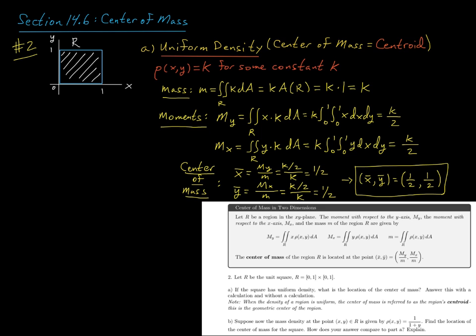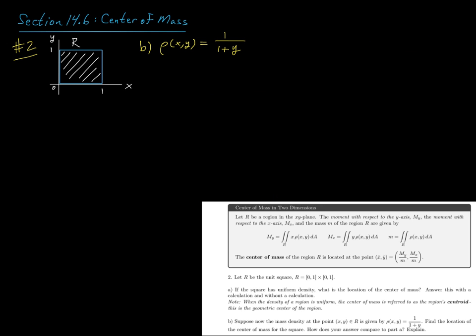So now let's go ahead and check out part B. Now our density function rho is equal to 1 over 1 plus y. So first, a few comments about how the mass is distributed throughout the region. If y is equal to 0, so we're on the x-axis, our density will be as large as possible. It'll have a value there of 1. And now as we let y increase, our density is going to decrease. So we're going to be less dense towards the upper portion of our region, and more dense down here towards the x-axis at the bottom.